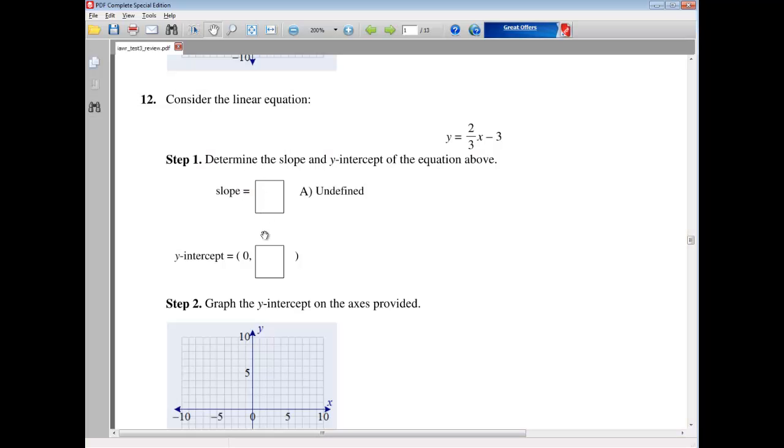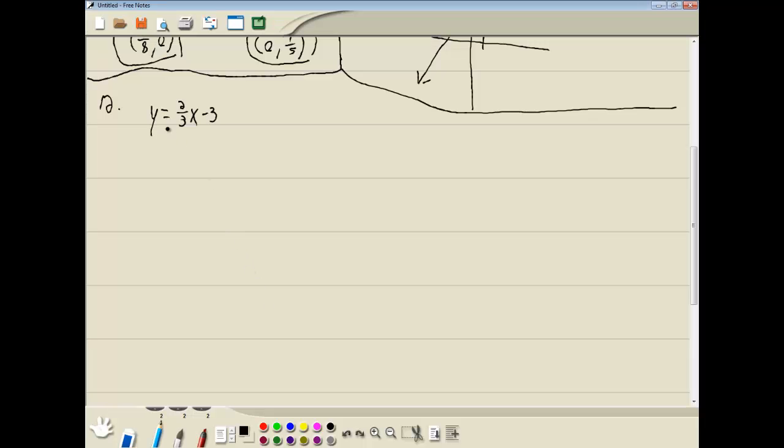It says determine slope and y-intercept, graph the y-intercept, so it looks like the same instructions. Well, if it's in slope-intercept form, that's when you have y by itself. Then your slope is whatever's in front of your x, which is 2/3, and your y-intercept is the number at the end, which is -3. And again, I'm happy with those forms for your answer, but the point would look like (0, -3) if you're curious.